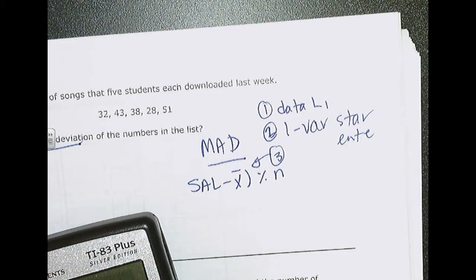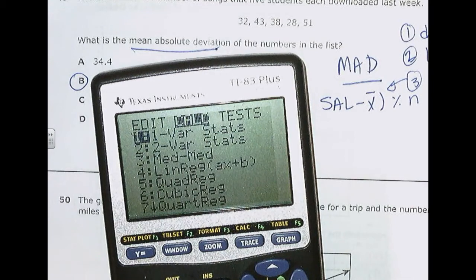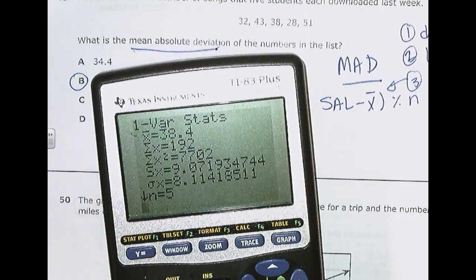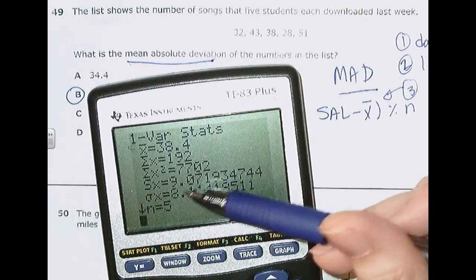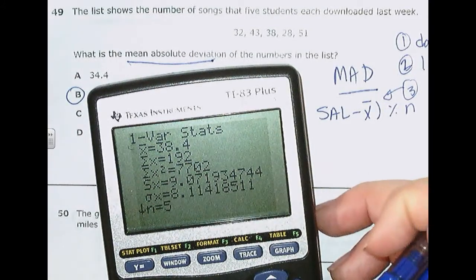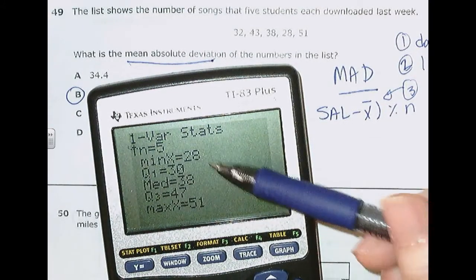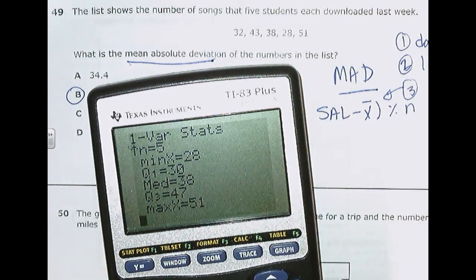Number 1, we put your data in list 1. Excellent. Number 2, you're going to do 1-Var Stats, and that is stat. Well, actually, let's go back to edit. Edit, enter. There's my list. Go back to stat, calc. There's 1-Variable Statistics. I pushed enter, and I push list 1. Enter, and there's all your data. That is mean. That's your sum. That's your sum squared. I don't know. That's the number 5, the numbers I put in the calculator on my list 1. Scroll down. That's your lowest score. That's your quartile 1. That's your median. That's your quartile 3. That's your maximum score. Yep, that's all our stuff.